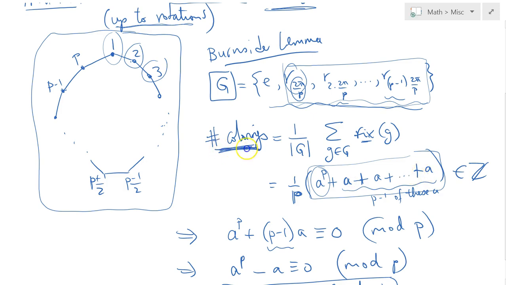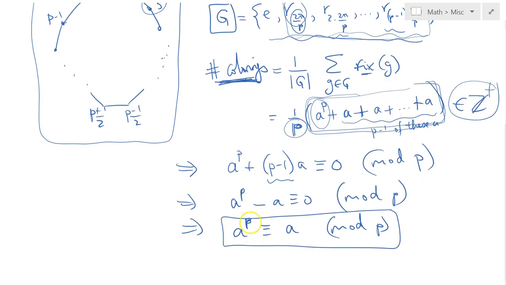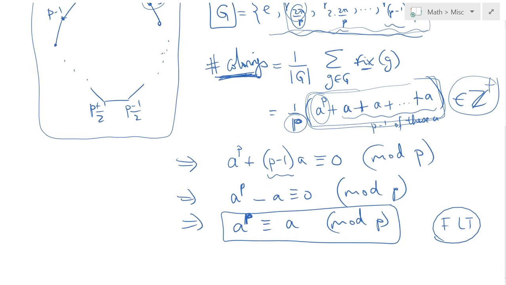Second of all, because the number of colorings is obviously a positive integer, the thing in the brackets is divisible by P, as we can see. And finally, we were easily able to get the expression, which is basically Fermat's little theorem. So this is a very effective way to prove Fermat's little theorem. In fact, you can advance a similar argument to prove Wilson's theorem as well, or Wilson's lemma.